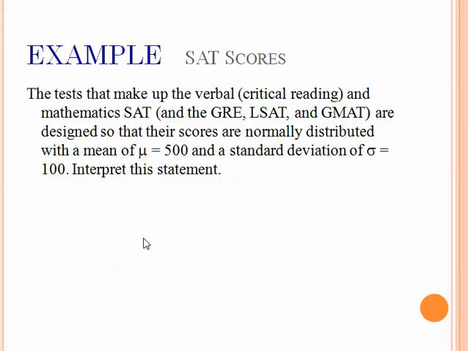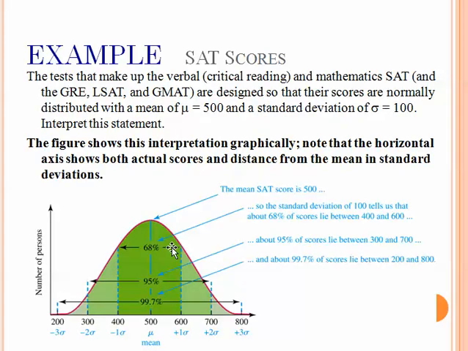Here's an example of how we can use that rule. Let's look at SAT scores. The tests that make up the verbal and mathematics SAT are designed so that their scores are normally distributed with a mean of 500 and a standard deviation of 100. Now it says to interpret this statement. Okay, so let's do that. We can use this figure with the 68, 95, 99.7% rule to see what that means.